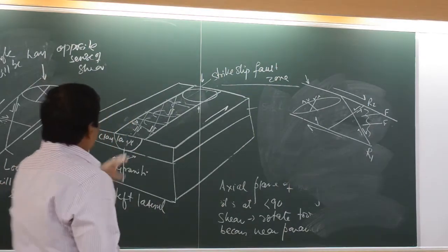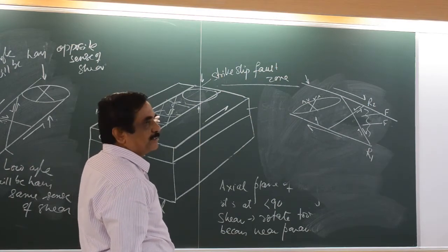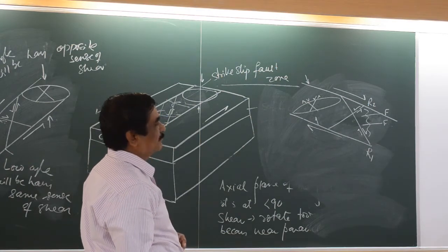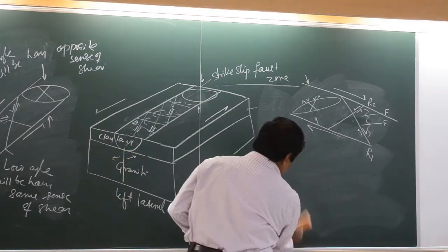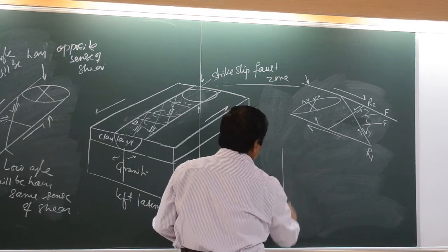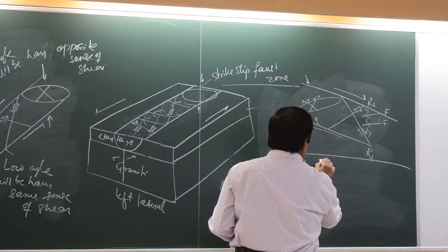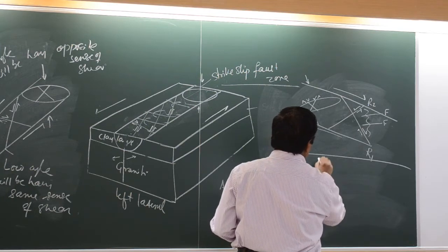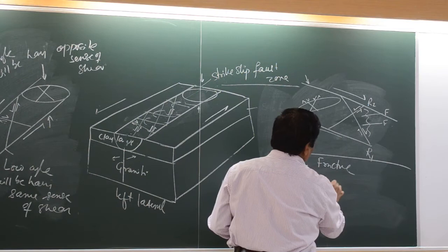So these are the other factors which you will get in this: first fold, then the riddles. Now, one more type of fracture here, that is the T fracture.